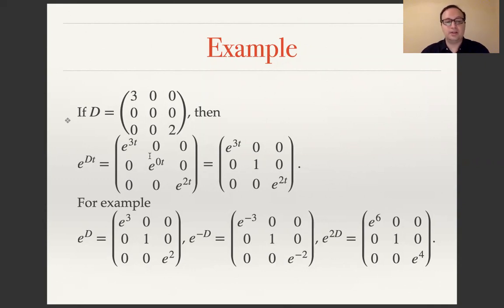And knowing that e to the 0 times t is e to the 0, which is 1, we get the matrix with entries e to the 3t, 1, and e to the 2t on the main diagonal, and 0 everywhere else. So for particular values of t, for example, e to the D is the matrix with entries e cubed, 1, and e squared on the main diagonal, and 0 everywhere else.